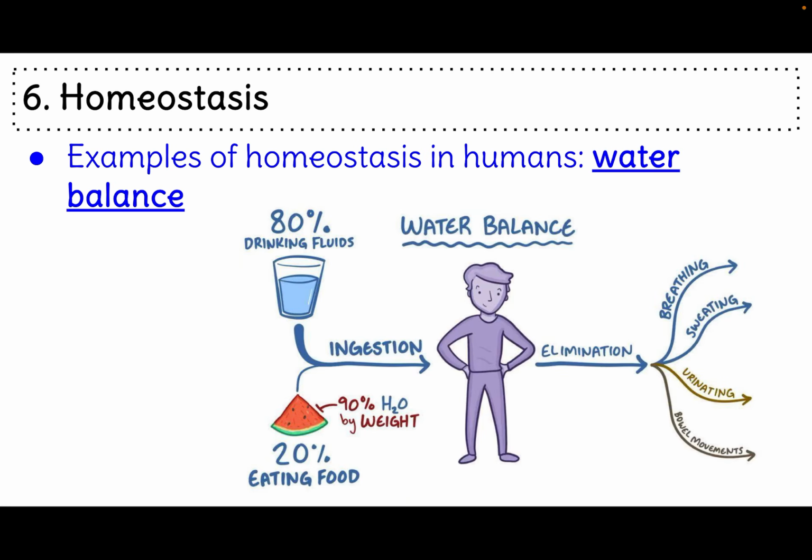We also have water balance as an example in humans. So when humans drink water, our water content goes up. The entire body's water content needs to stay about equal. So when we have more water in the body, our body will expel extra water from breathing. Some water beads come out of our breath, from sweat, from urinating, or bowel movements.